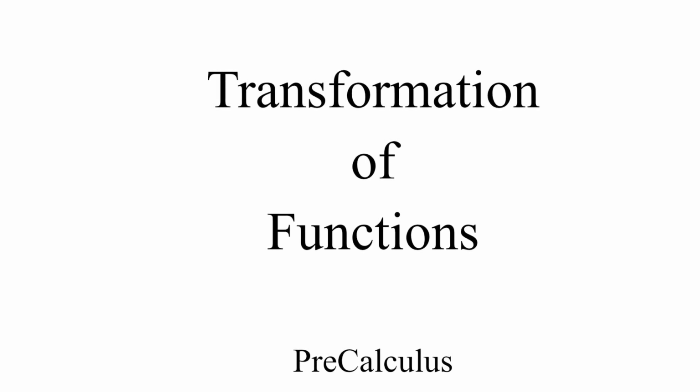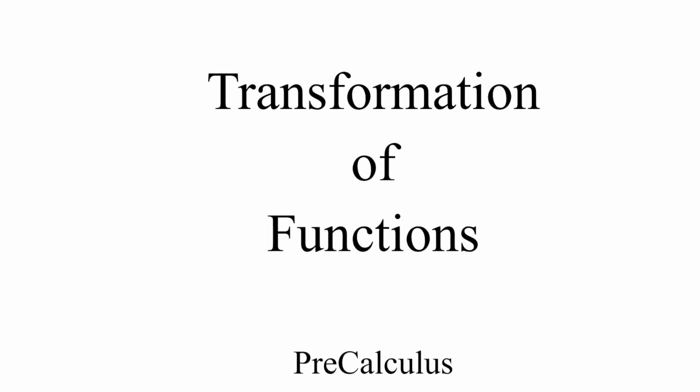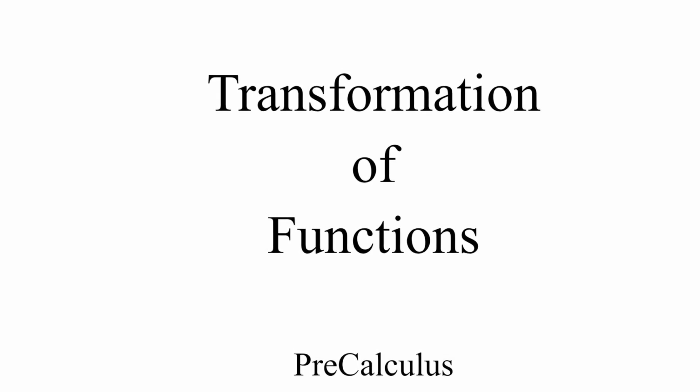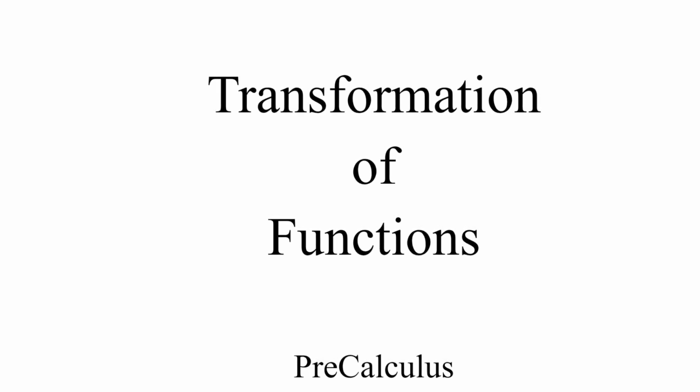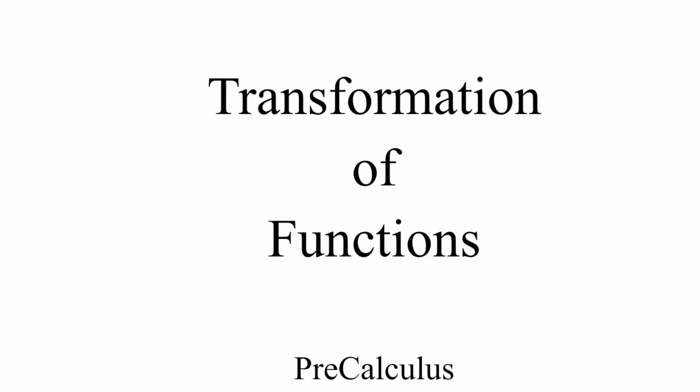The vertical shift is a change to the output, or outside, of the function. We will now look at how changes to the input, on the inside of the function, change its graph and meaning.